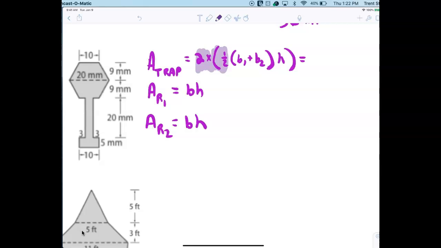What's half of 2? 1. So they cancel out. Right, so I want everybody to understand that. Look at the 2 and the 1/2. They can do what to each other? Cancel out. What? If you're trying to find an area of a pentagon, can you just do that?